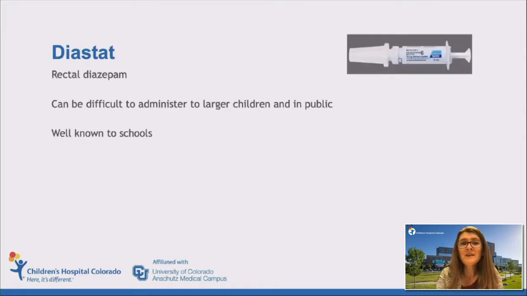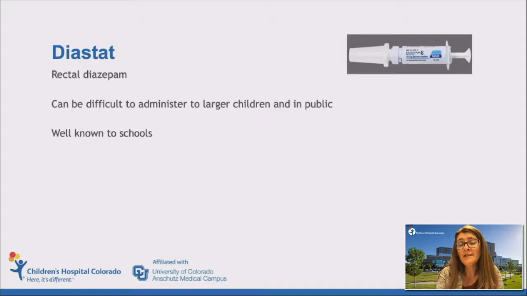So let's talk specifically about some of our medications. Diastat, I think, is something that everybody is familiar with, rectal diazepam. This is a benzodiazepine that we know works quickly and reliably to stop seizures. The issue with the rectal administration is it can be very difficult to administer to larger children and in public places. And so that can somewhat be challenging.